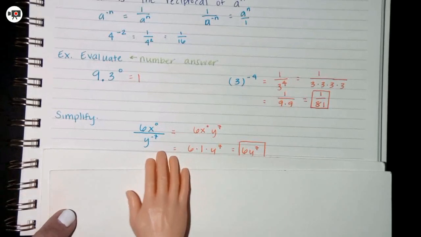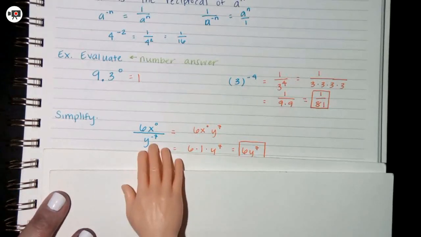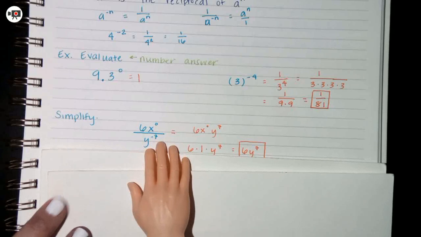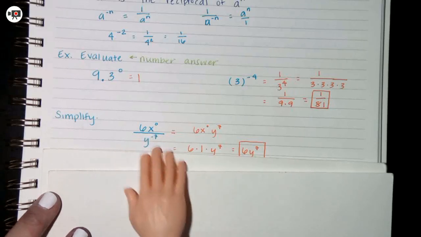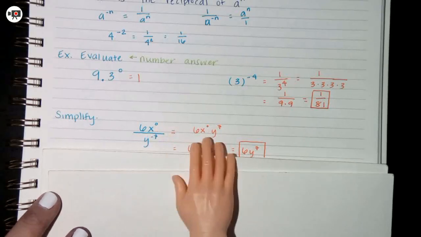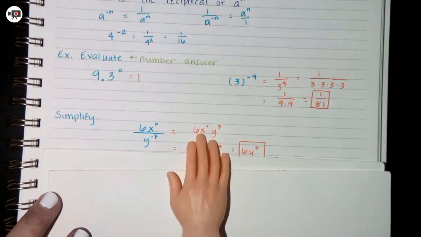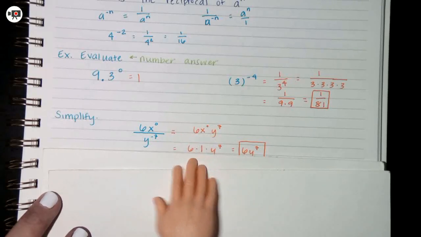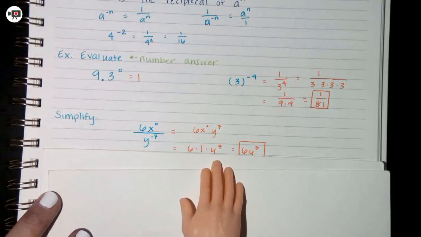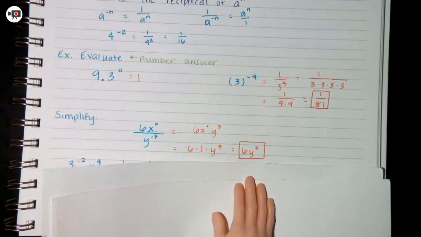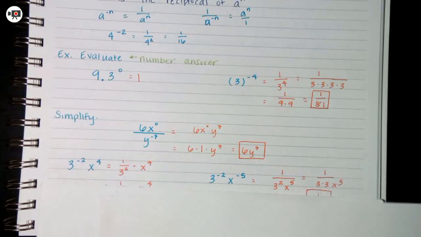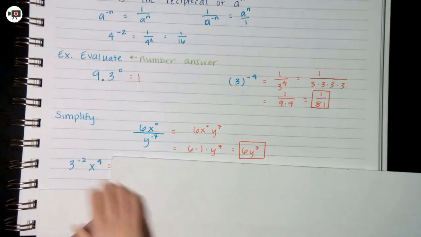I'm going to simplify 6x to the 0 power over y to the negative 7th. First thing, I don't want this negative, so I'm going to take it and move it into the numerator. So then I get 6x to the 0 power y to the 7th. I know x to the 0 power is 1, so 6 times 1 times y to the 7th, that's just 6y to the 7th.